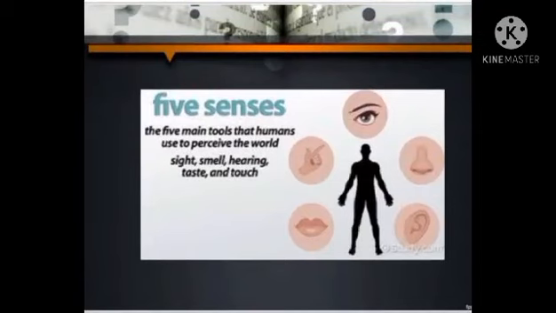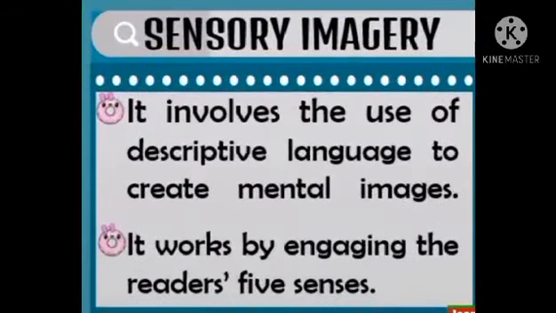5 senses, or the senses itself. It is the main tools that humans use to perceive the world, or that humans already possess. It is something to do with the sight, smell, hearing, touch, and taste. So when you put this word together, you can create this kind of definition. Sensory imagery involves the use of descriptive language to create mental images. It works by engaging the reader's 5 senses. So, it is a picture or descriptive words used to describe a picture or image.